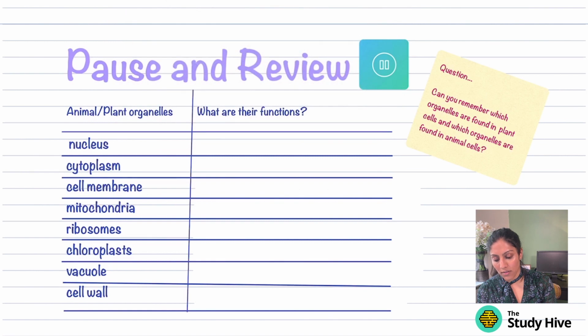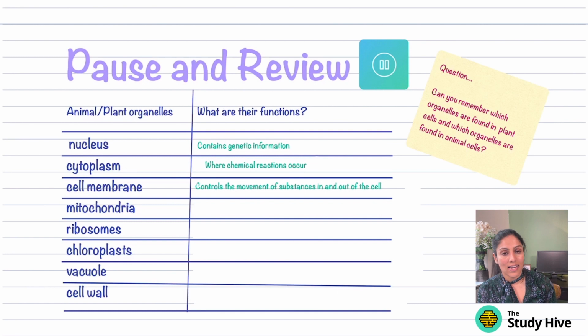So to go through some of the answers here for you, the nucleus, the job of the nucleus, both in animal and plant cells, is where the genetic information is found. So that's really where you find your chromosomes, your DNA, that's where your genetic information is found. Your cytoplasm, again found in both animal and plant cells, is where chemical reactions take place. So all the chemical reactions take place in your cytoplasm. Your cell membrane controls the movement of substances in and out of the cell. So they're usually partially permeable, meaning they are selective. They choose which substances can come in and which molecules can go out.